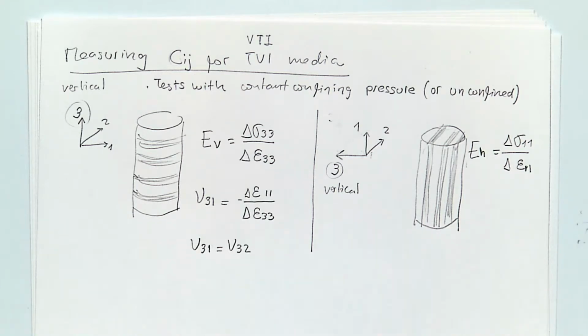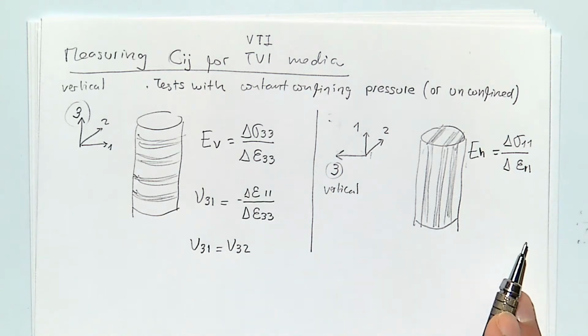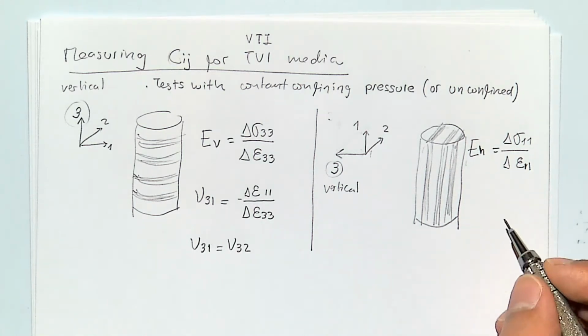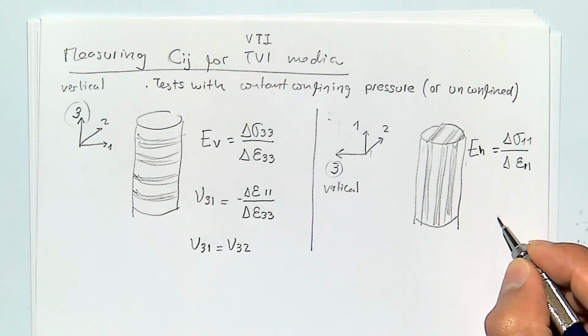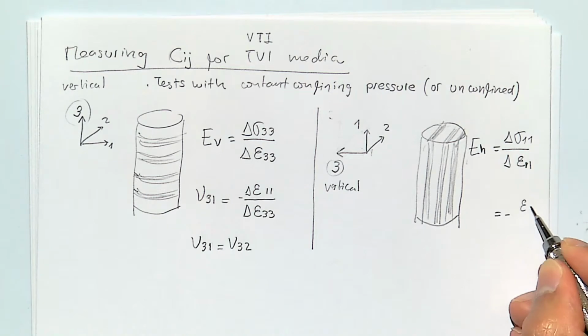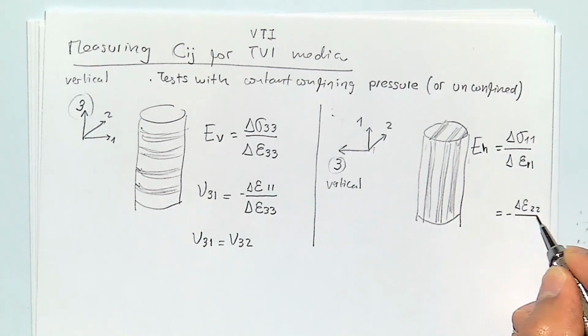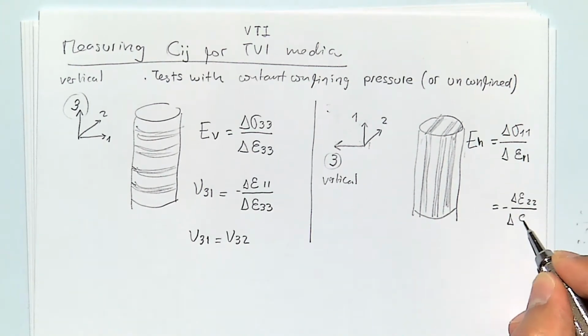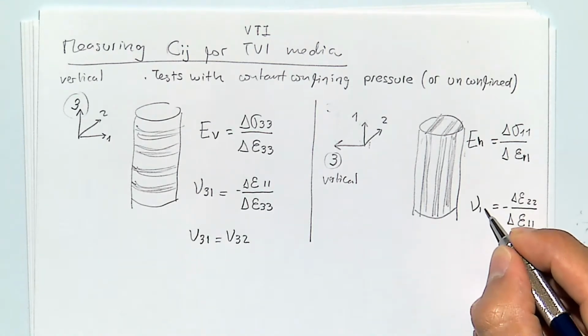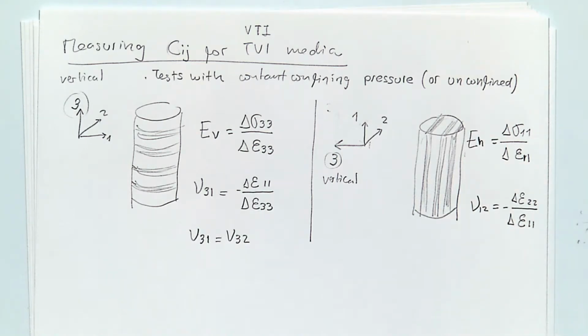Wait, no, I think this is the vertical. It doesn't matter, but what matters is that what I'm going to write here is a different value. So I do the same test, and now I measure the expansion in direction 2 divided by the shortening in direction 1, and this one gives me the Poisson ratio in the plane 1:2, which is going to be different than the one here.